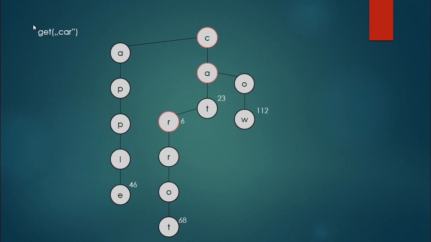If we were looking for, for example, the cow, we just check whether the first character is a match, the second character is not a match, we have to go to the right, it is an O, then a W, and we return with 112.